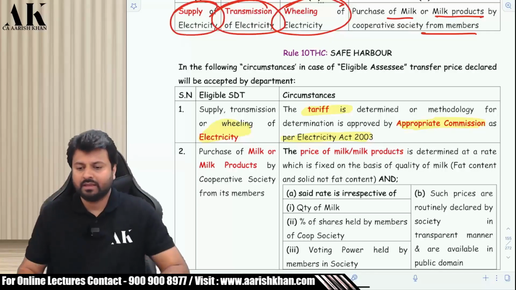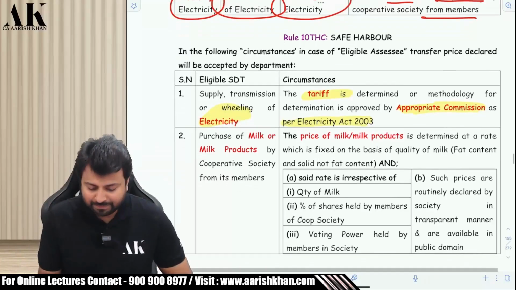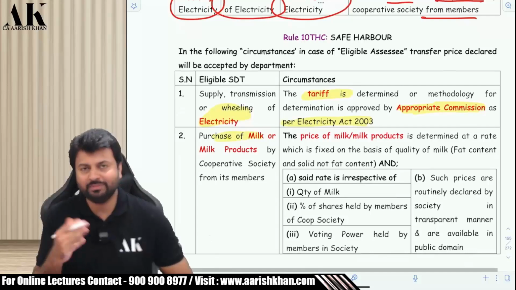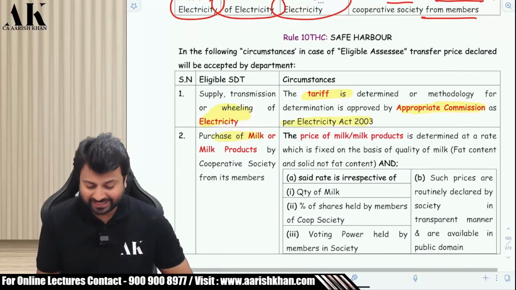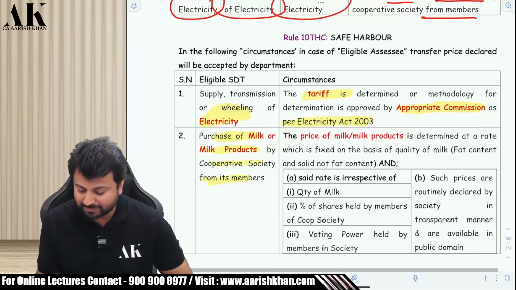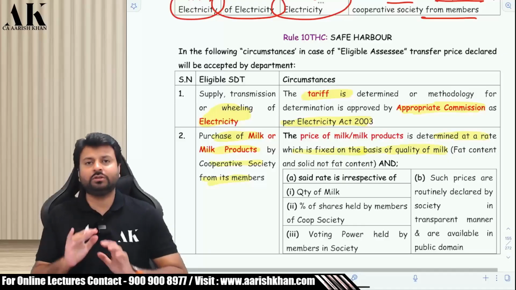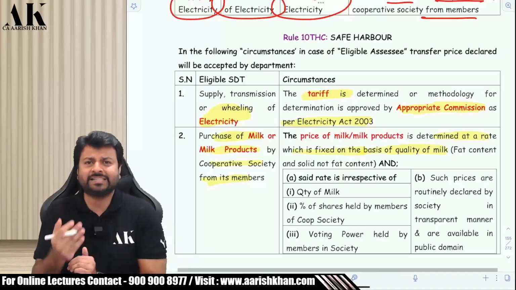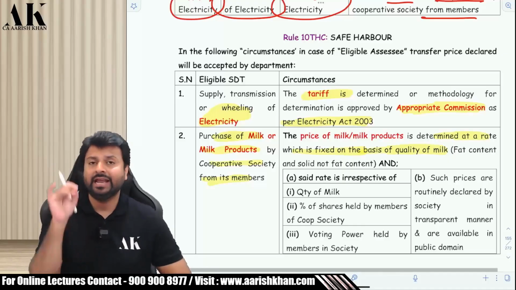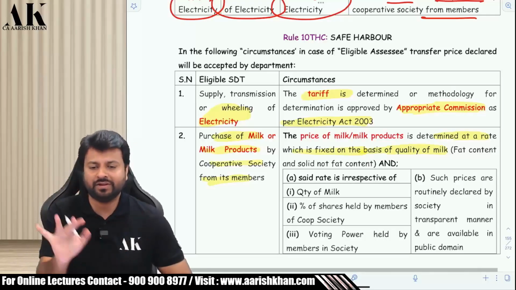Check it please. Next, in case of a cooperative society, in case of purchase of milk or milk products by the cooperative society from its member, the price of the milk or milk products is determined at the rate which is fixed on the basis of the quality of the milk. So based on the quality of the milk, the society decides the price, and that is the price that we have to declare. And if you declare that much price, then that much price will be considered to be your safe harbor, and nobody will raise any question on you.